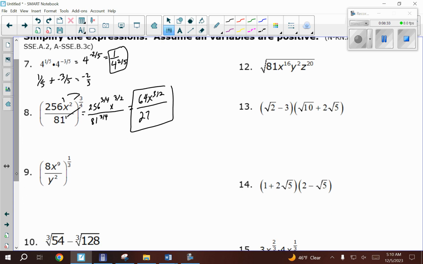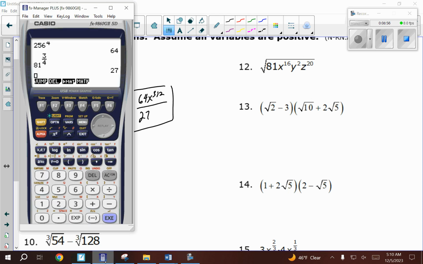The next problem is pretty much done exactly the same. So this has a 1/3. So you're going to distribute the 1/3 to all of those. And if you don't know how to multiply fractions with regular numbers, just do that in the calculator. This is 8 to the 1/3. And then this is going to give us x to the 3rd. Then at the bottom, that's going to give us y to the 2/3.